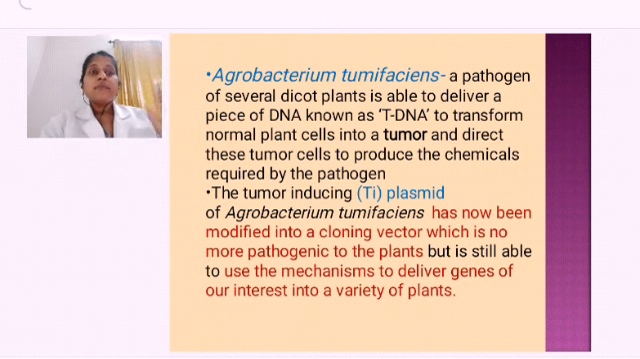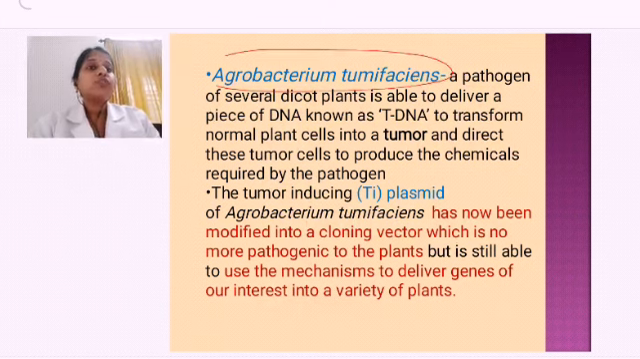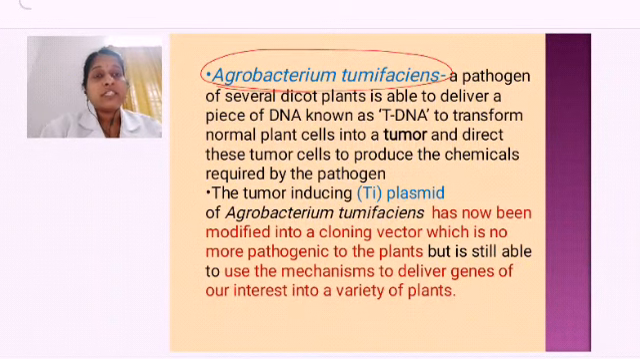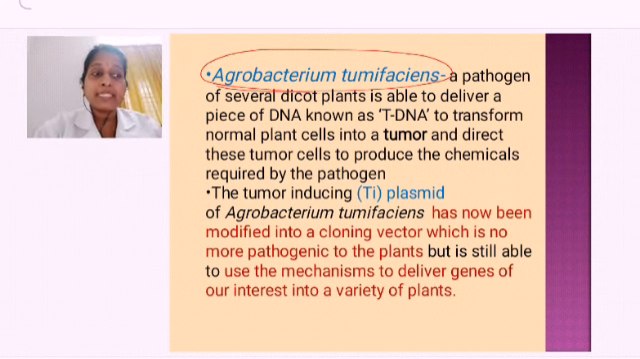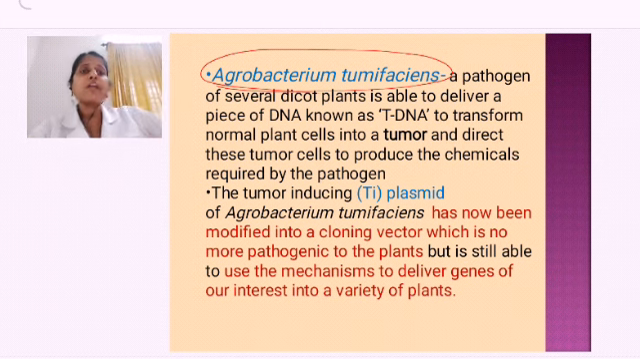The vector for plants we usually use is Agrobacterium tumefaciens. It is a pathogenic bacteria. The characteristic of this Agrobacterium tumefaciens is that it is a bacteria that infects a number of dicot plants. Whatever dicot plants there are, Agrobacterium tumefaciens prefers to go and attack them.